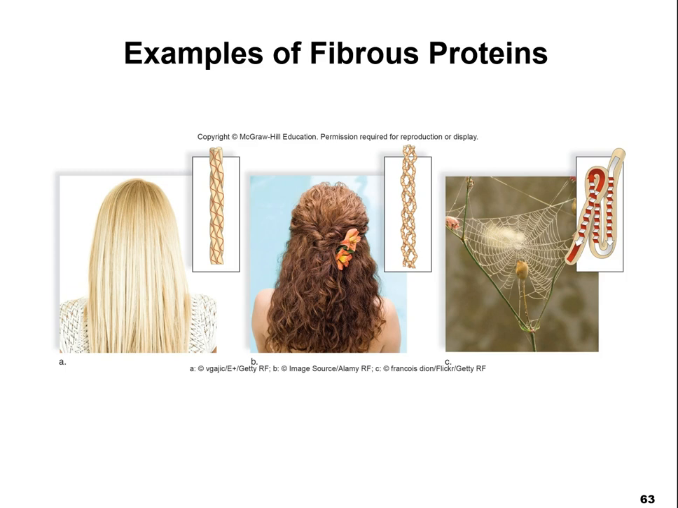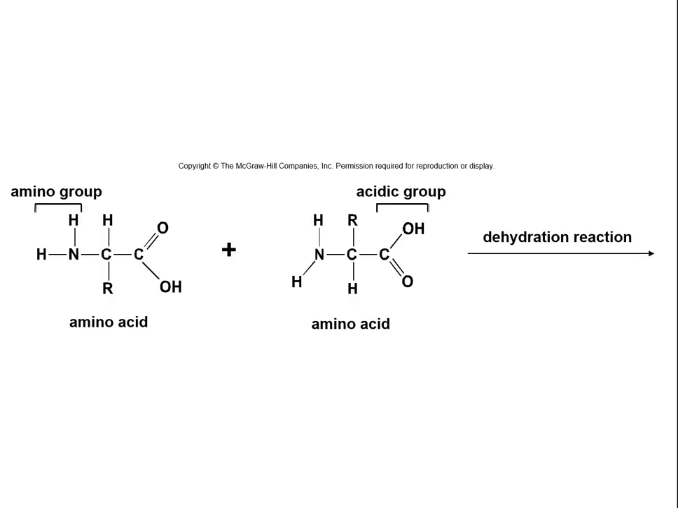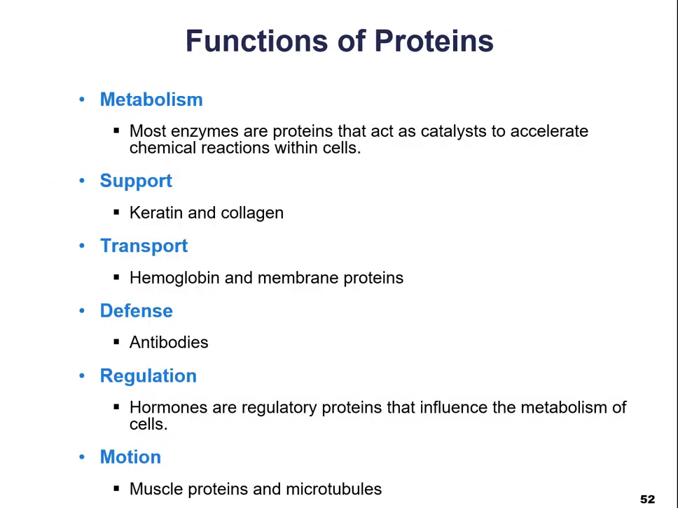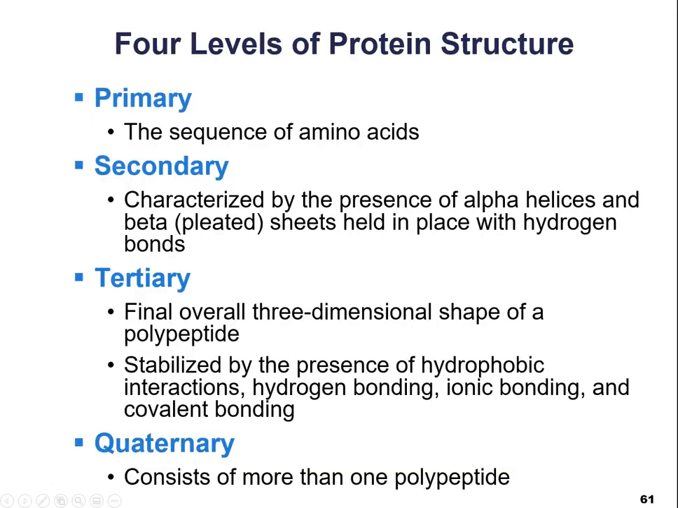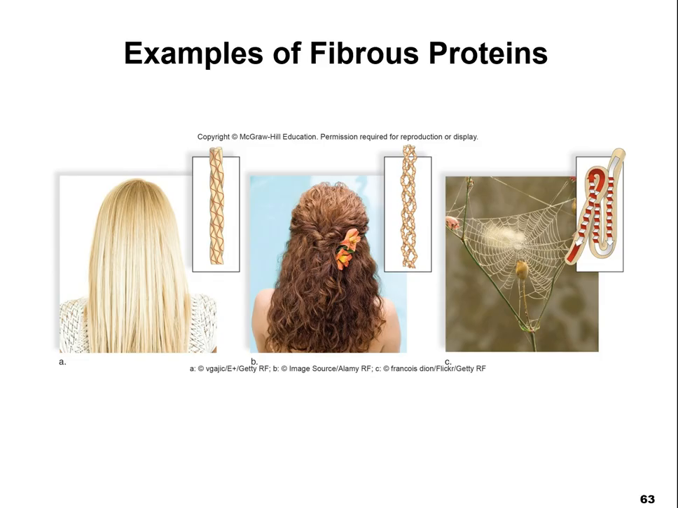All right, examples of fibrous proteins. Remember I mentioned in the beginning when we did functions here, right? Things like keratin and collagen. And so this is illustrating that. Okay, so some fibrous proteins. For example, this is illustrating keratin. Okay, so if you look at panel A there, you find keratin in hair.